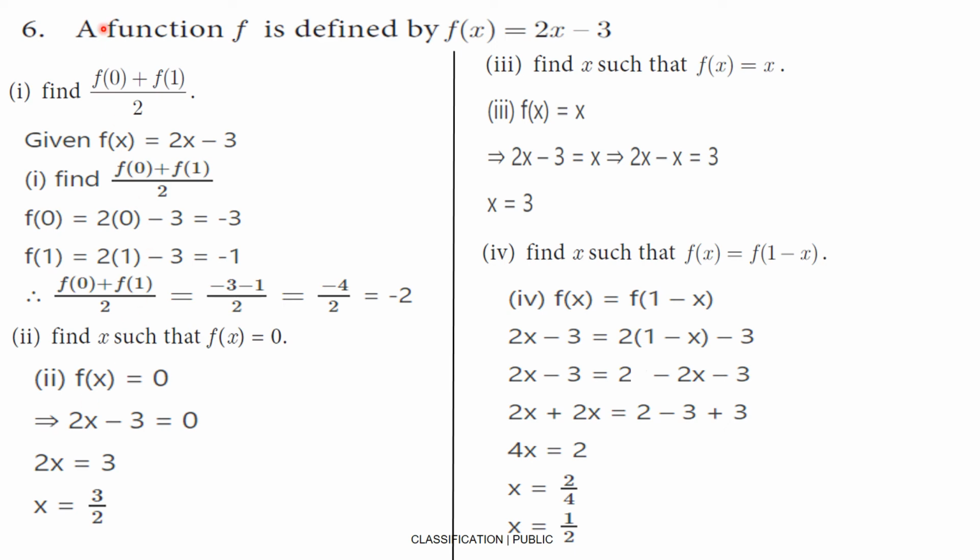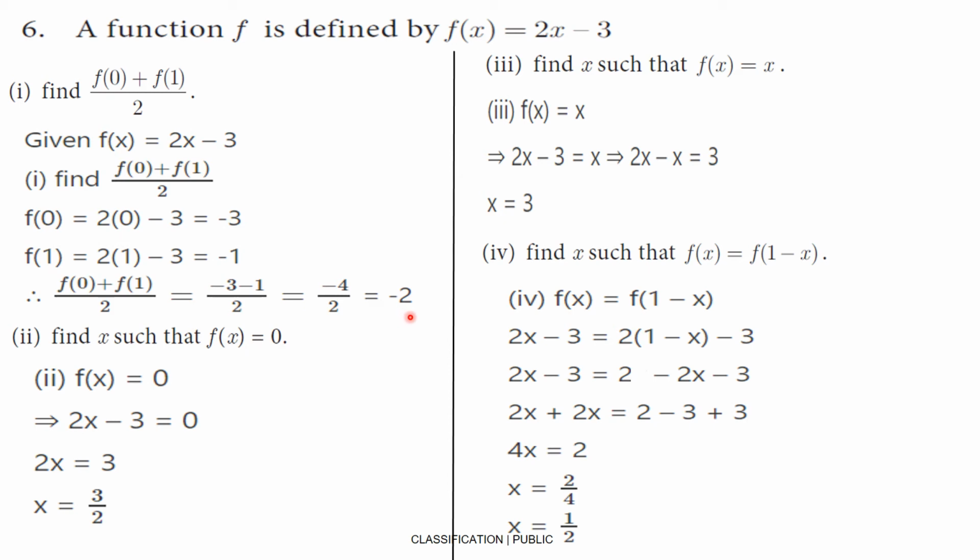Next, a function f is defined by the condition f(x) equals 2x minus 3. We have to find f(0) plus f(1) divided by 2. So first apply the condition 2x minus 3. Substitute x value 0: 2 into 0 is 0, minus 3 equals minus 3. And f(1): substitute 2 into 1, 2 minus 3, minus 1. So for f(0) plus f(1) by 2, f(0) value is minus 3, f(1) value minus 1, over 2, minus 4 by 2, you cancel, you get minus 2.